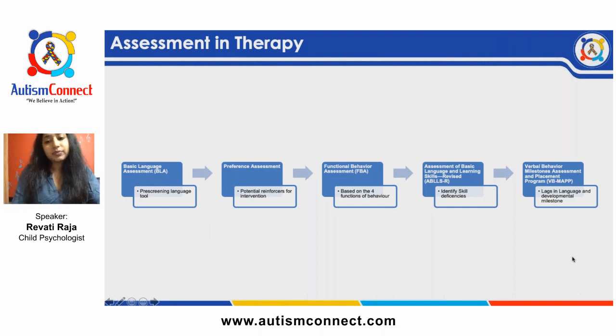Then comes the assessment of basic language and learning skills, which is the ABLS, which identifies deficiencies and understands what levels we're supposed to be working on and what would help the child master the skills that they're missing out on at that point. And the verbal behavior milestone assessment and placement program, which is the most recently developed assessment, and a lot of people are right now talking a lot about it. So ABLS and VB-MAPP are the ones that are used most during intervention. And yeah, let's move on.